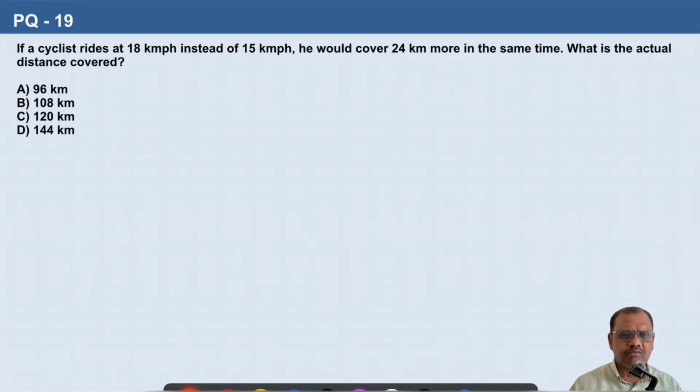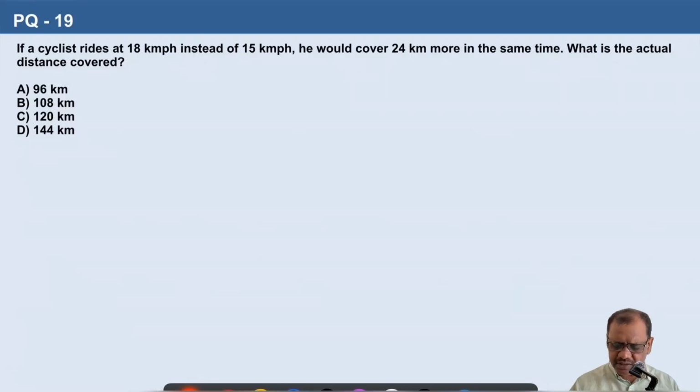Question number 19. If a cyclist rides at 18 kilometers per hour instead of 15 kilometers per hour, he would cover 24 kilometers more in the same time. What is the actual distance covered? So what is the actual speed here? Actual speed is 15 kilometers per hour. So he could have increased to 18 kilometers per hour.